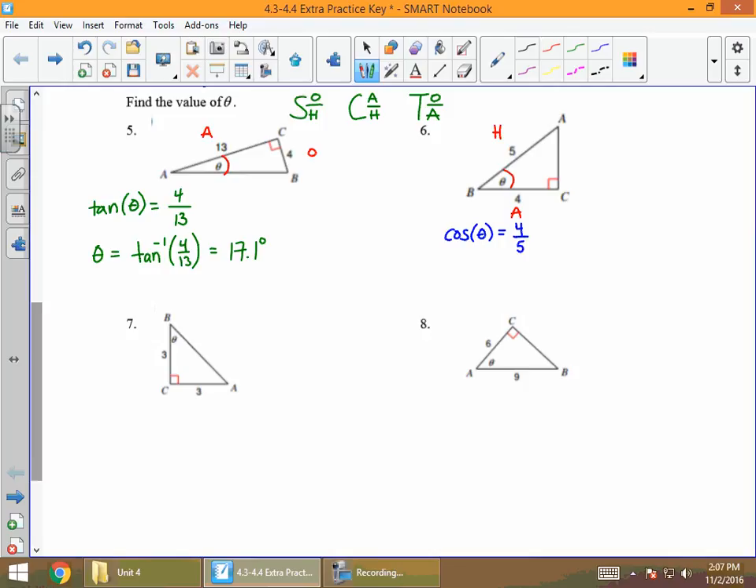So I need to get rid of cosine. So I use inverse cosine, cosine with the -1. And then I'll put in 4/5. Type that right into your calculator. If you don't know where your fraction button is, just do 4 divided by 5. That's where your fraction button is. 36.9 is what I got here. 36.9 degrees.